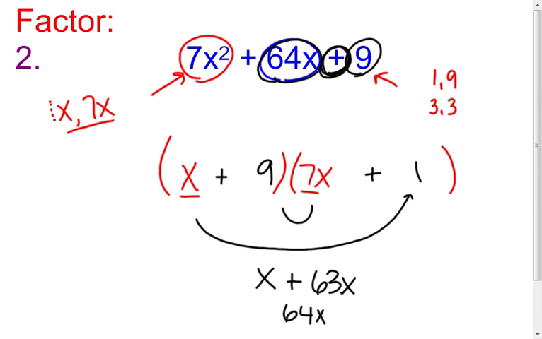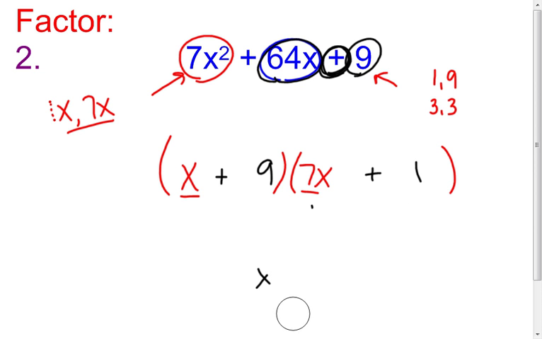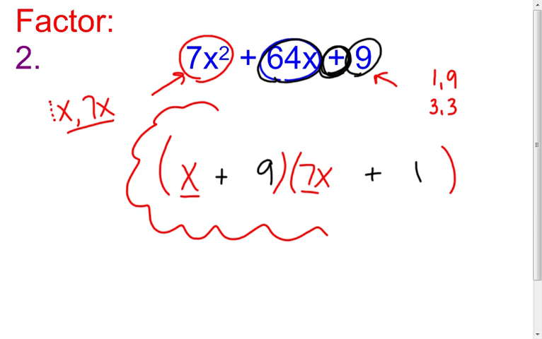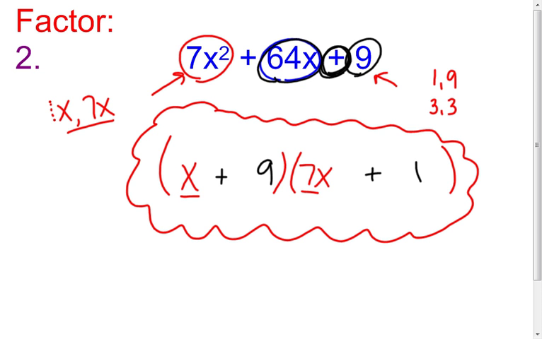So if I were to FOIL out x plus 9 times 7x plus 1, I would get back to 7x squared plus 64x plus 9. So this actually right here is my answer. You can stop right there because you don't need to solve it. It does not have an equal sign in it. All I've asked you to do is factor, which is give me the two parentheses. Okay?